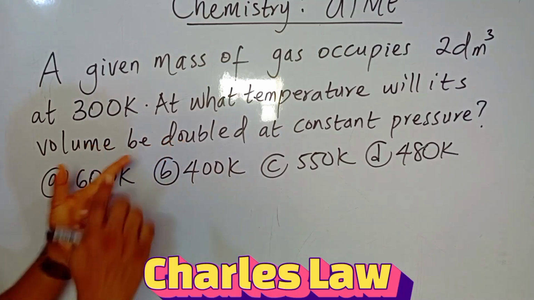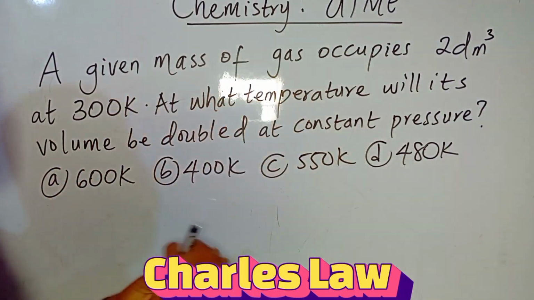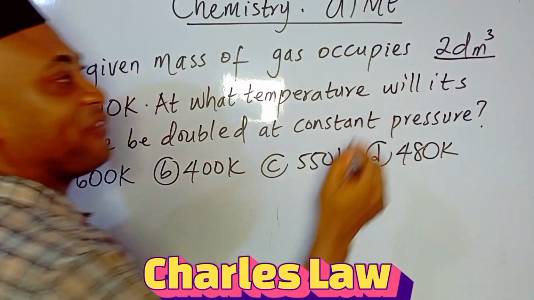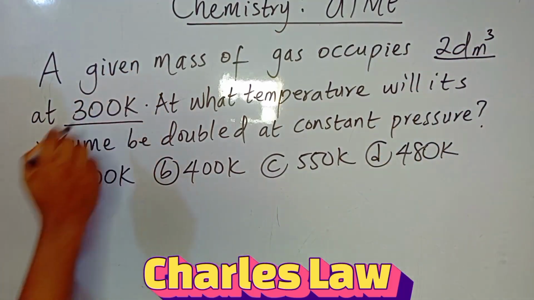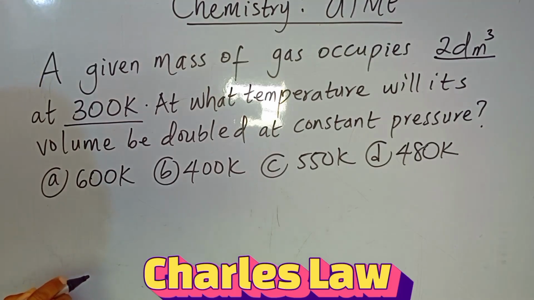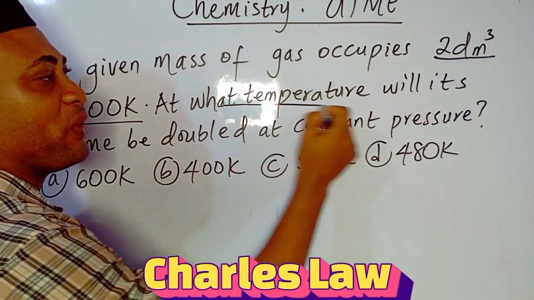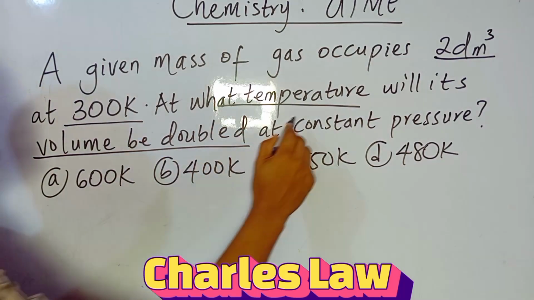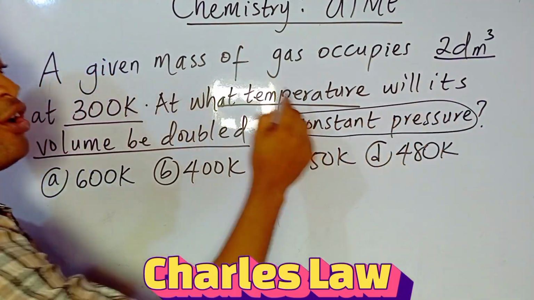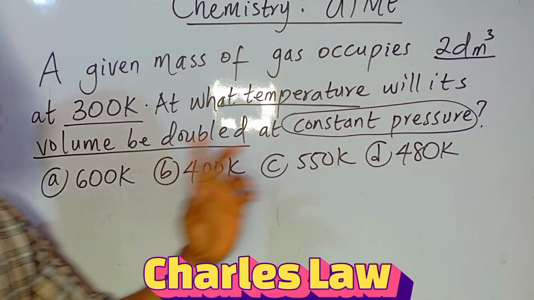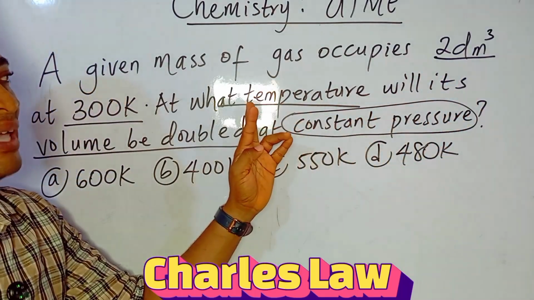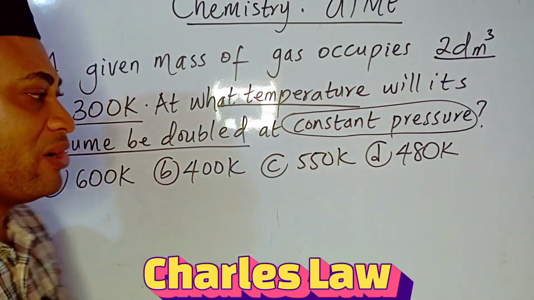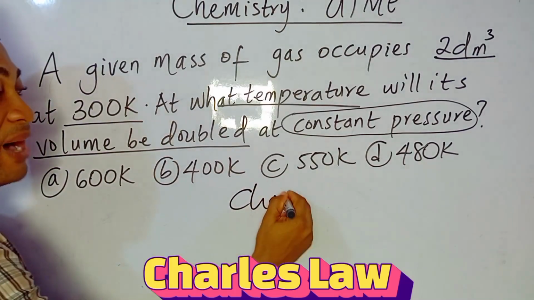This is a gas law question. A given mass of gas occupies 2 dm cubed. This is the first volume at a temperature of 300 Kelvin. Now they said at what temperature will its volume be doubled at constant pressure? Now that means in this question we're not working with pressure. We're only dealing with what? Volume and temperature. And what gas law is that? That will be Charles' law.